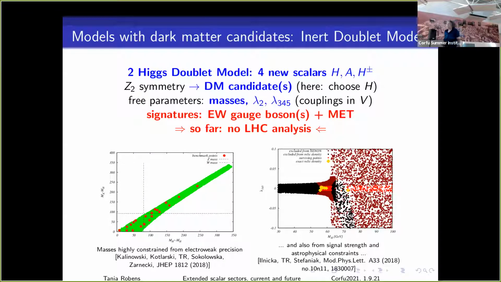Okay, I go to the next model. Now I add a second doublet instead of the singlet. You have four new scalars, which I was already showing in an earlier slide. Can you apply a Z2 symmetry? In this scenario, this is not broken. So you have dark matter candidates. All of these particles could in principle be dark matter. I choose one, the H, just by convention. Then you have as parameters the masses of these additional particles and some couplings which appear in the potential. And the signatures for this would be electroweak gauge bosons and missing ET or missing energy, depending on your collider. And so far, this has not been analyzed by the LHC.